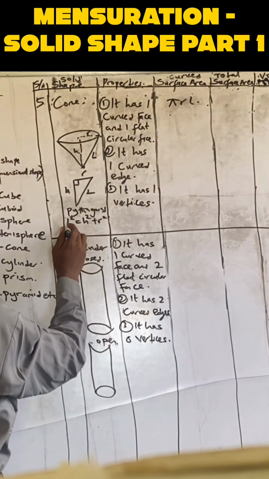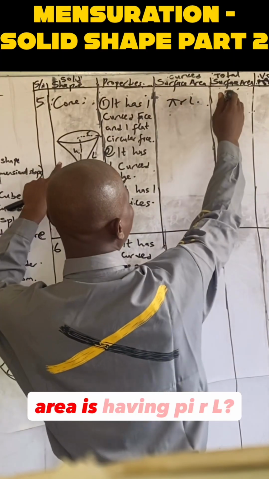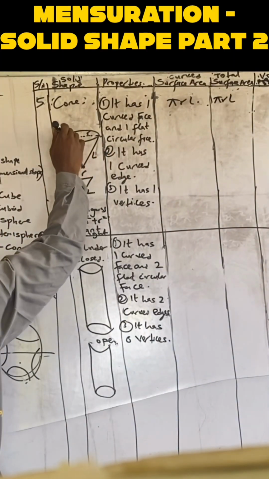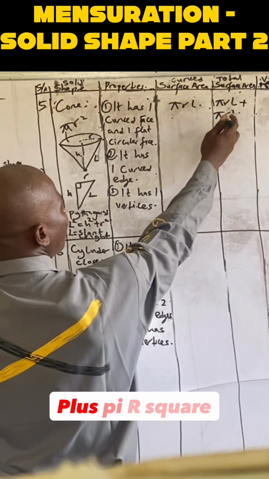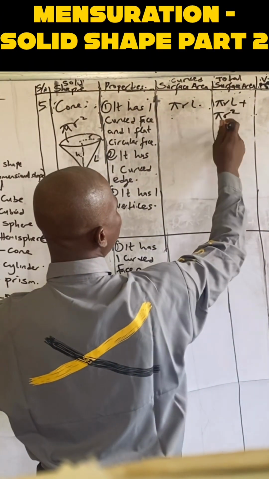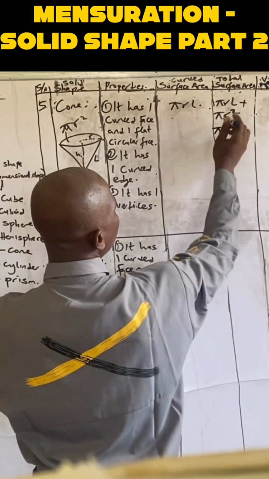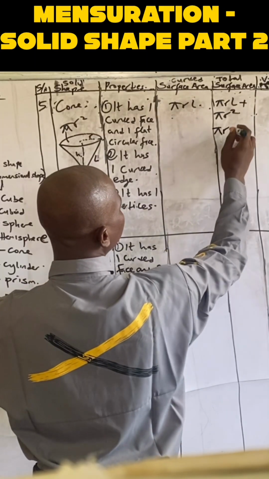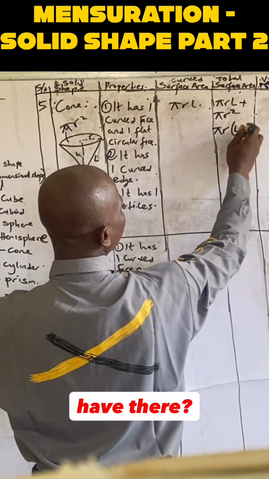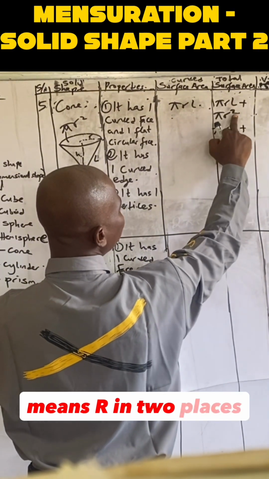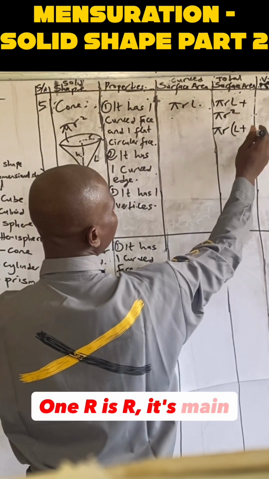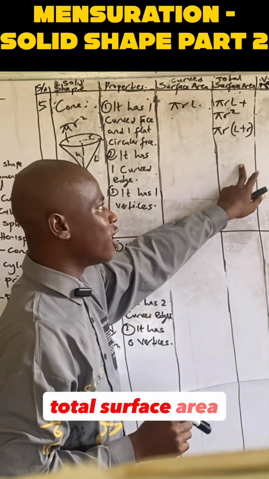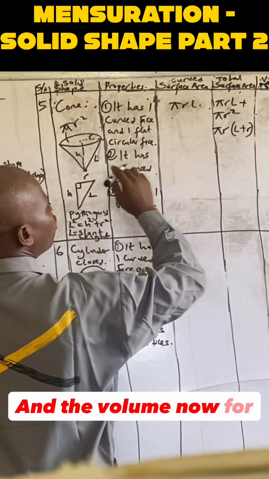L means slant height. So why is the total surface area having pi r L? I told you there's 1 circle on top. So the circle is pi r square plus pi r L. What is common between them? Pi is common. R is common. Open bracket, what do you have? L plus R. Square means R in two places, one R is out, it means one R. So this is the formula for total surface area. And the volume now for a cone.